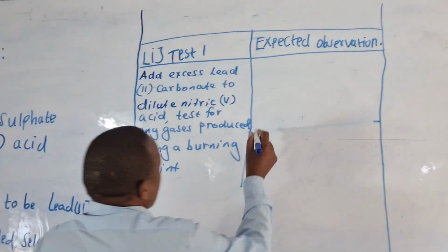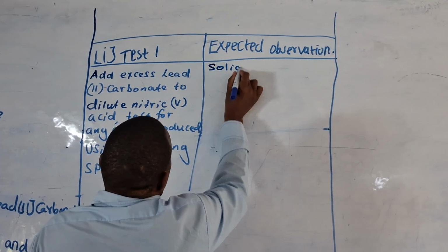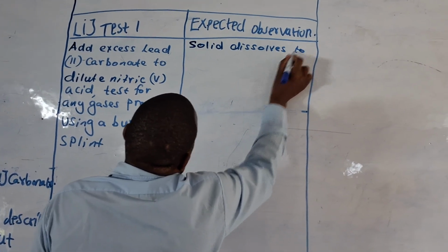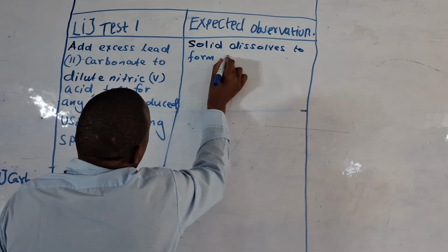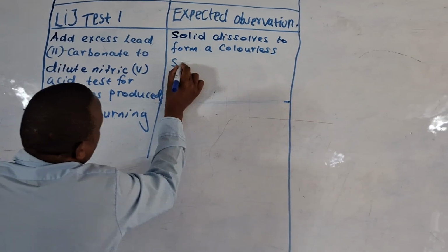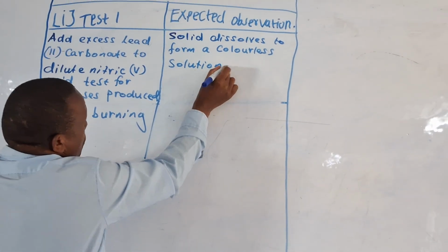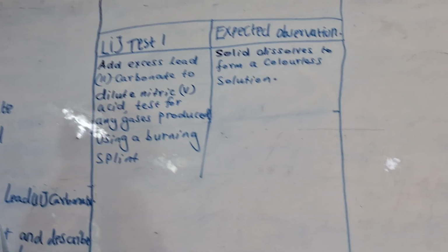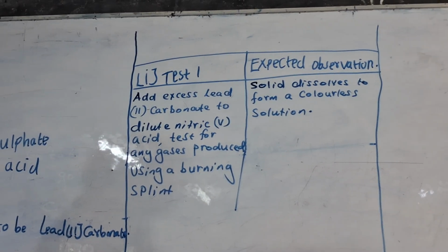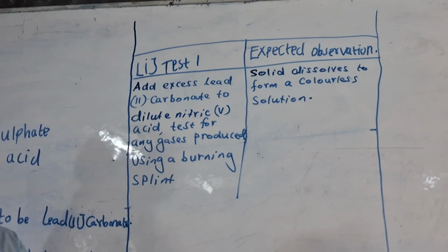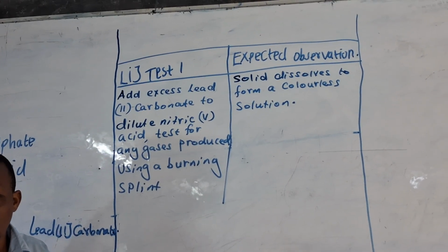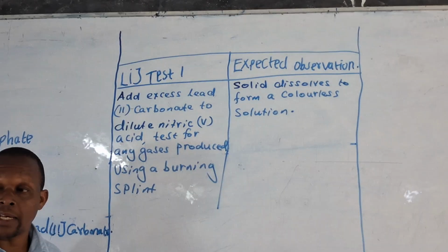So here we start by saying: solid dissolves. That is one observation, to form a colorless solution, as we have written on the board. Now that solution is a solution of lead(II) nitrate. Definitely, because we had excess lead(II) carbonate, some of it will remain at the bottom of the boiling tube.